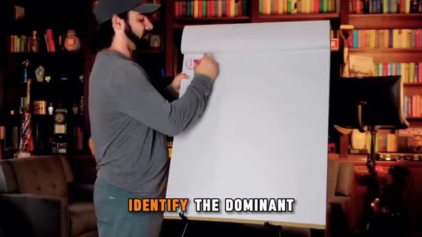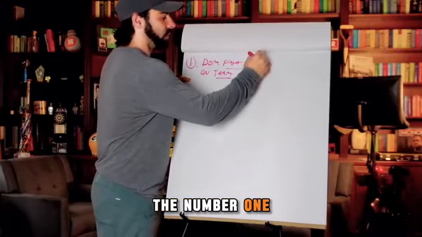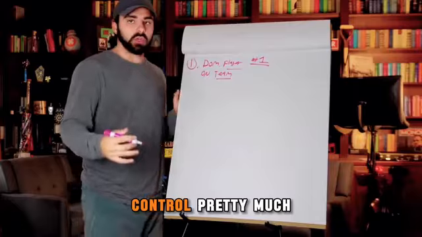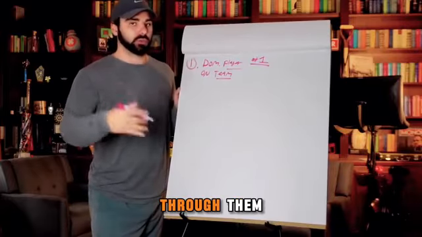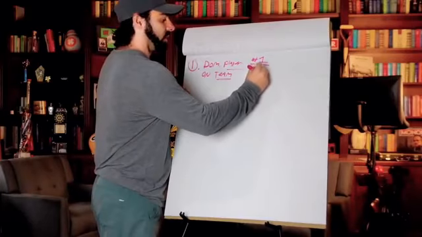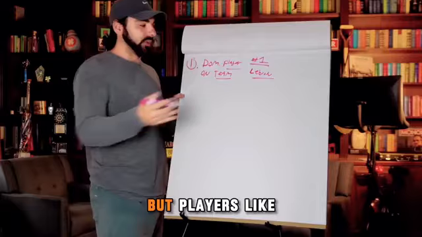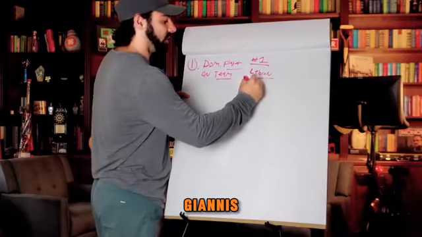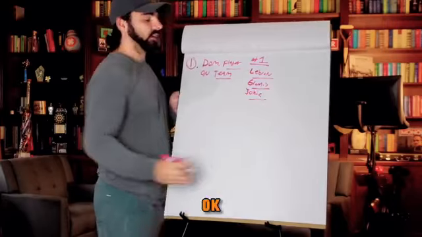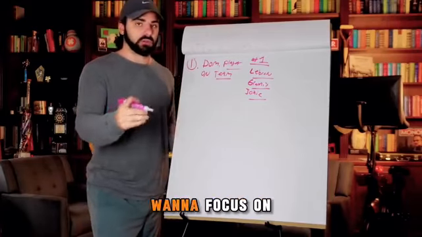We want to identify the dominant player on the team. So that means the number one option. Number one option on the team means they're the ones that control pretty much the offense and it runs through them. So for example, we're going to talk about players like LeBron, obviously. I mean, maybe not right now, but players like LeBron, Giannis, who else? We got Jokic, players like that. Your number one options on the team, the offense is going to run through them. That's what we want to focus on first.